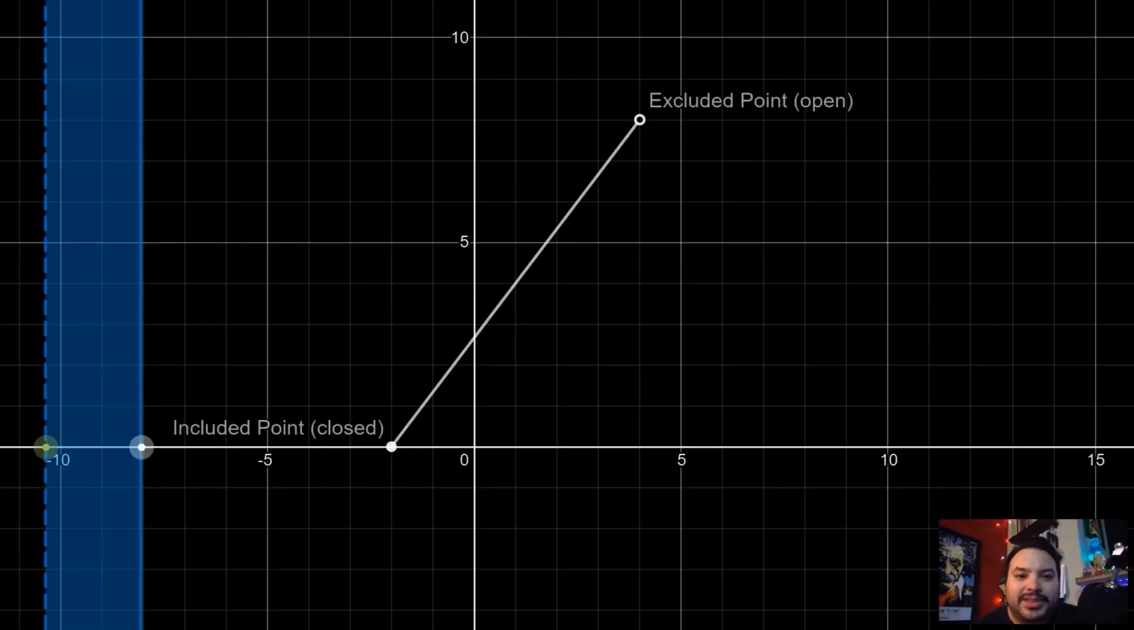Today we're going to be talking about domain and range of functions and how to write domain and range of functions using interval and inequality notations. So let's get started. Today we'll be using the Desmos online graphing calculator to help explore domain and range just a little bit.